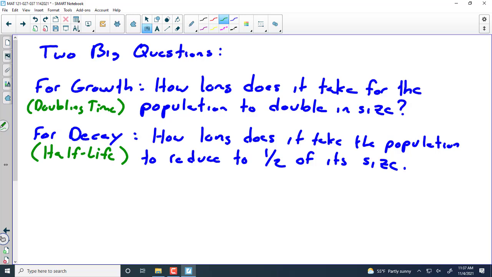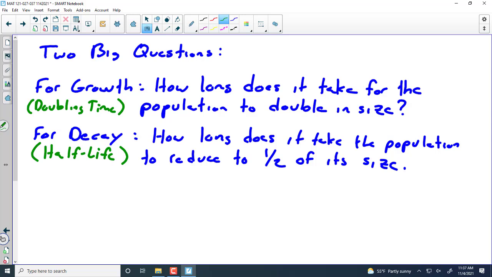So 2 big questions come up a lot when we're working with these growth and decay problems. There's one for growth, one for decay. The big growth question is, how long does it take for the population to double in size, which is called doubling time. And for decay, how long does it take the population to reduce to 1/2 its size? That's called half-life, which some of you may have heard before, especially if you've taken a chemistry class. These are the 2 questions we're going to focus on answering for the next bit of this lecture.